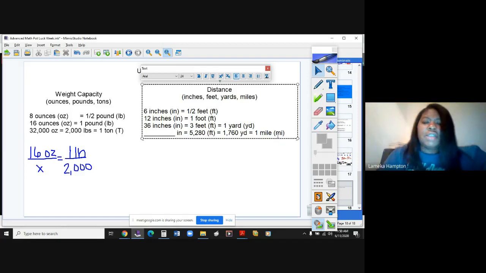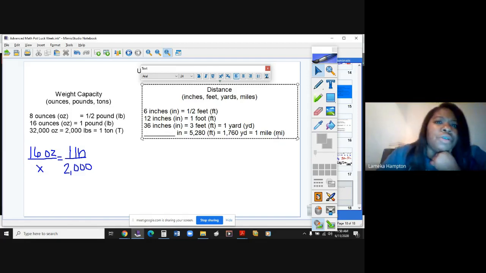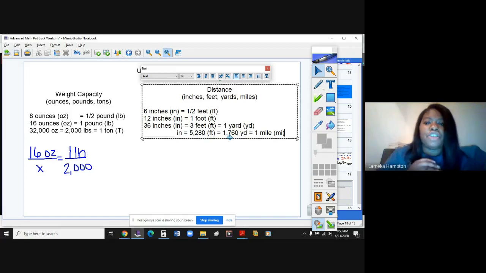Now, the hint is it's going to be a very large number. That's all I can tell you. So I want to know how many inches equal 1 mile, which is equal to 1,760 yards, which is equal to 5,280 feet.